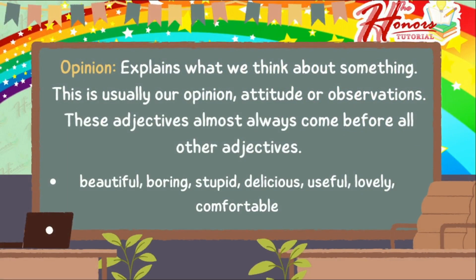After the determiner, we have here the adjective opinion. When we say opinion, it explains what we think about something. This is usually our opinion, attitude, or observations, and these adjectives almost always come before all other adjectives. Like for example, beautiful, boring, stupid, delicious, useful, lovely, comfortable, and so on. Now, can you give me another example of an adjective opinion? Wow, very good.